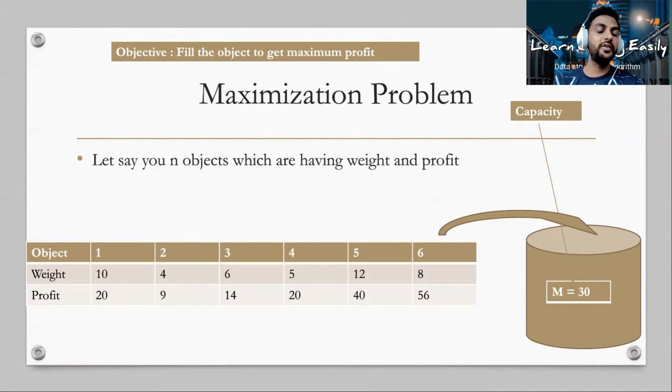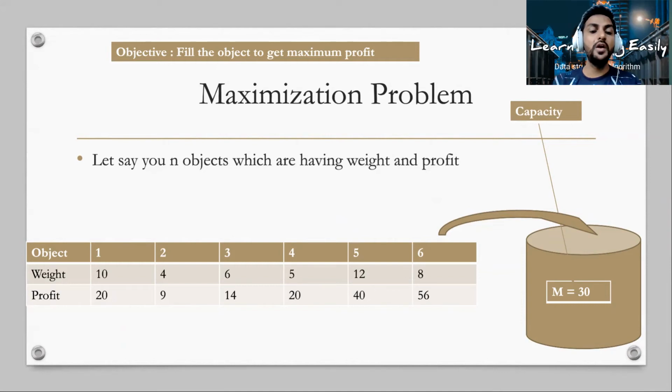Here we have different objects. Each object has a weight and a profit associated with it. For example, object 1 is of size 10 kg, and if you get this object, you can sell it for 20 rupees, let's say. Similarly, object 2 has a weight of 4 kg, and if you sell it you will get 9 rupees, and so on.